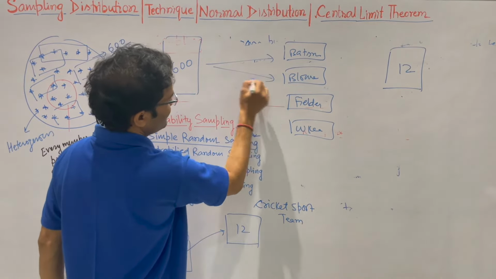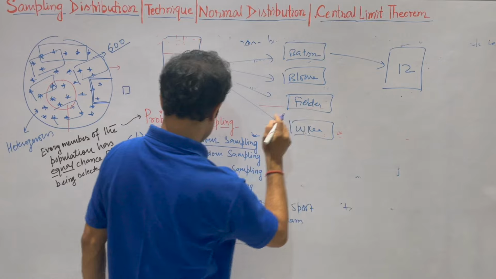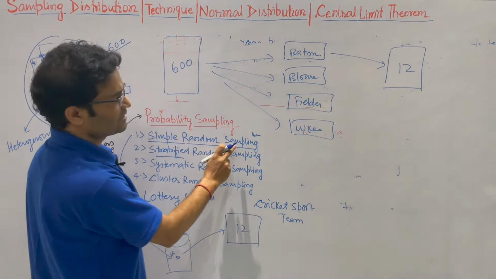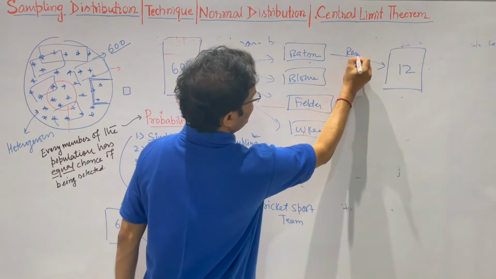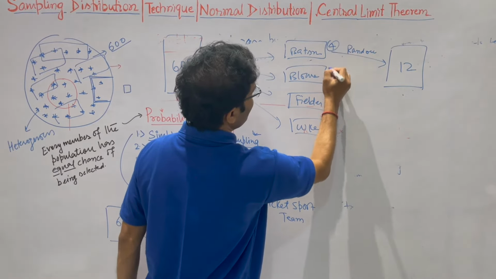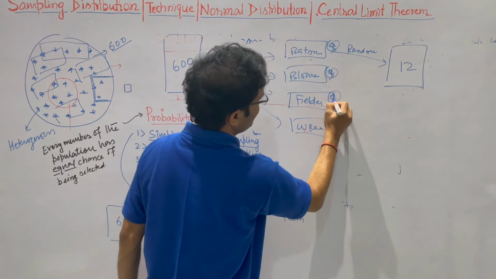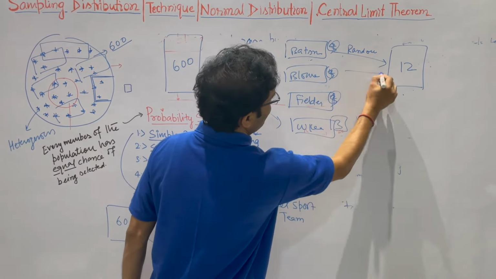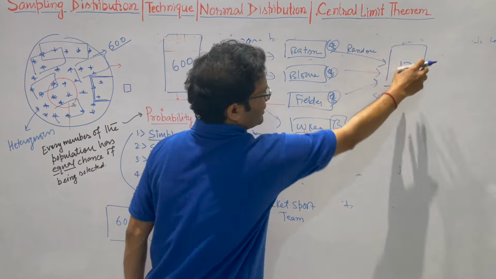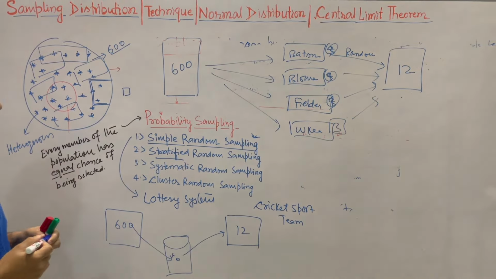You divide into 4 strata, and here you can do simple random selection. I need the 12, so take 4 from here, 4 from here, 3 from here, 3 from here, and 3 from here. So you will have all kinds of categories in your sample. That is called stratified sampling.